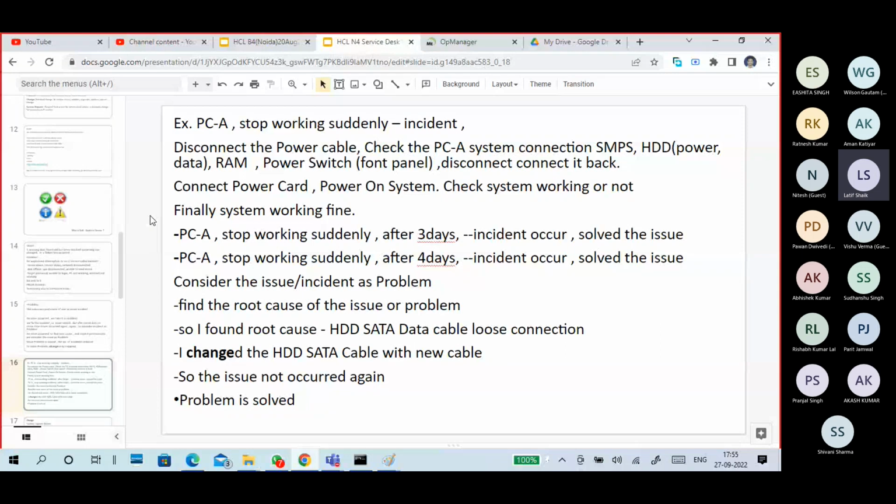That is the final point, right? So how many things did I use in this one? First, an incident occurs. Then I consider that incident as a problem. Find the permanent solution by finding its root cause. I found the root cause, and by changing the cable, the issue is solved completely and does not occur again. The problem is solved, then we close the issue.